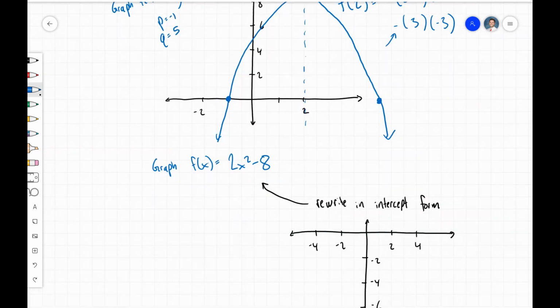All right, now let's look at another one. This time, our function is written as f of x equals 2x squared minus 8. First we want to rewrite this in intercept form, so all we have to do is factor it. We have a common factor of 2, so if we factor out that 2, we get 2 times x squared minus 4. Then you might notice this is a difference of squares, so we can factor x squared minus 4 into x plus 2 times x minus 2.